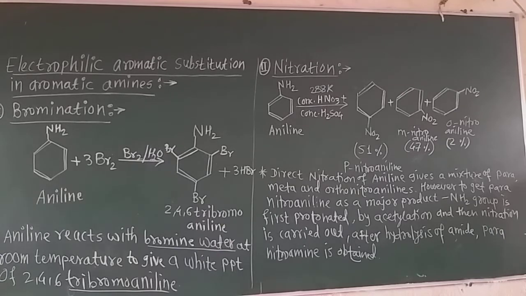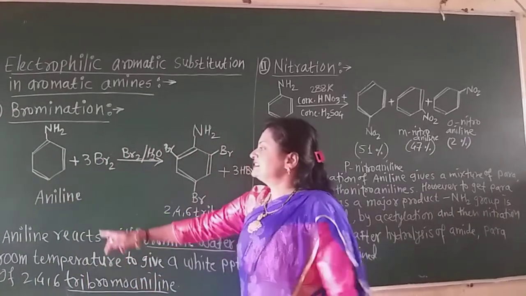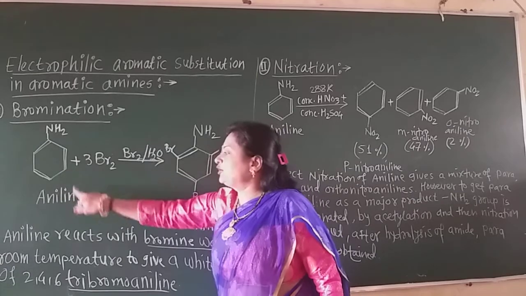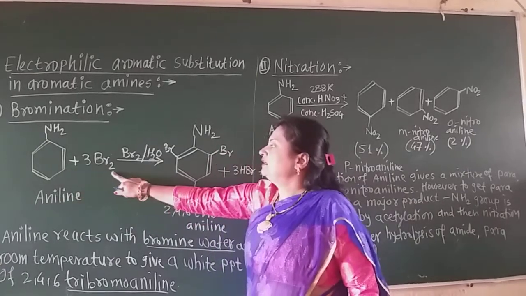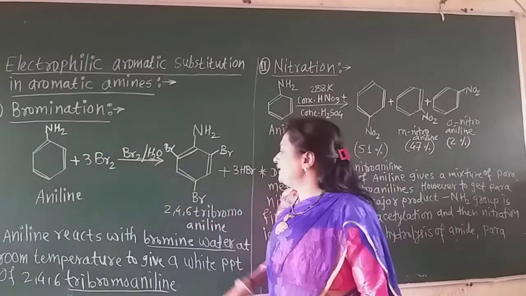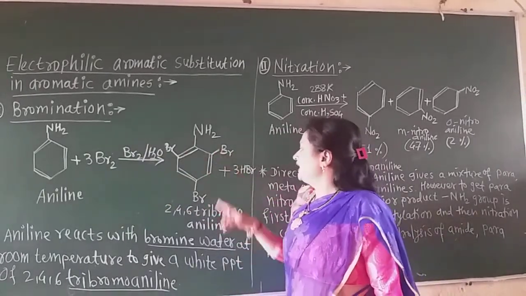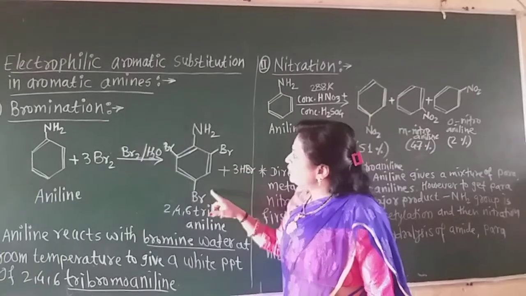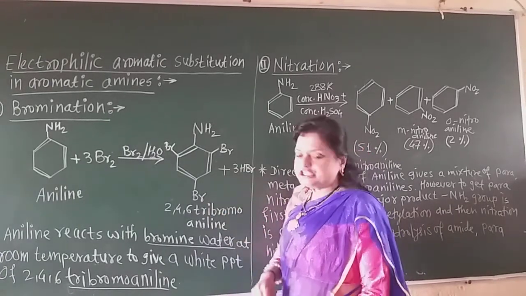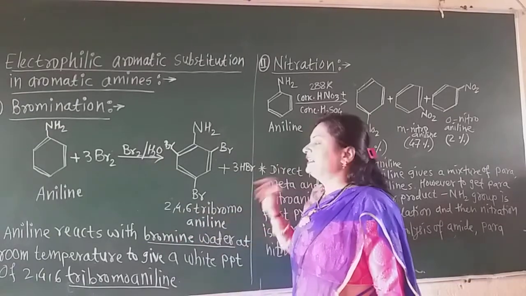Now, 3 molecules of bromine get added into this aniline. That is, this is the aniline, the primary aromatic amine. Into that, addition of bromine takes place in the presence of bromine water, and we obtain only one product and one byproduct. Now the name of this product is 2,4,6-tribromoaniline.